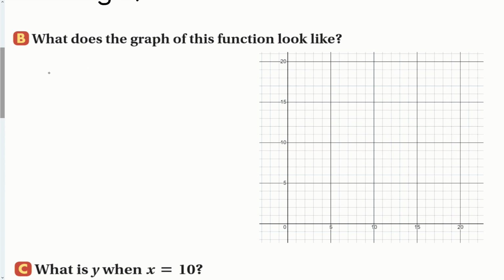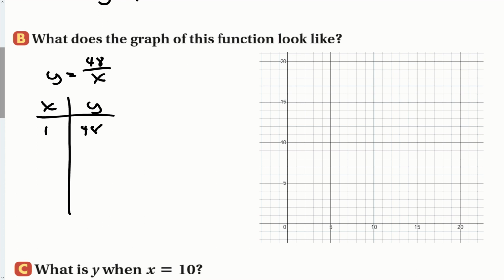So what does the graph of this function look like? Y is equal to 48 over x. Let's make a table and see what this looks like. I can't put 0 in there because we can't have 0 in the denominator. So we get 1 and 48. Ooh, that's way off this graph. 2 and 24. Almost. 3. 48 divided by 3 is 16. 48 divided by 4 is 12. 5, let's not use 5 because it doesn't go in evenly. 48 divided by 6 is 8. And then 7, no. And then 8, 6. And we can just keep going with this. 12 and 4, and so on.